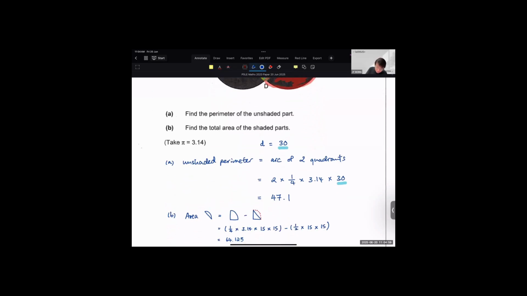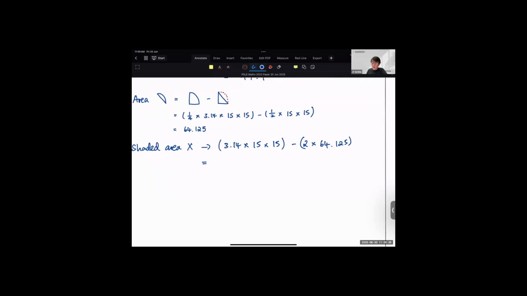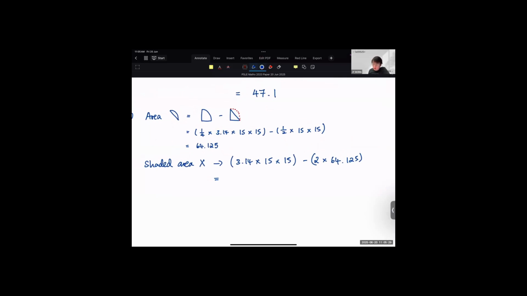Okay, so my shaded area X can be found by taking area of a circle, which is pi or 3.14 times radius squared. And then you just minus away your 2 half leaves, right? Okay. So the reason why some of your steps are very, very long is because you all don't combine steps, which I don't think is wrong. If you don't want to combine steps because you think that is easier for you to visualize the question, then you should go ahead and do that.